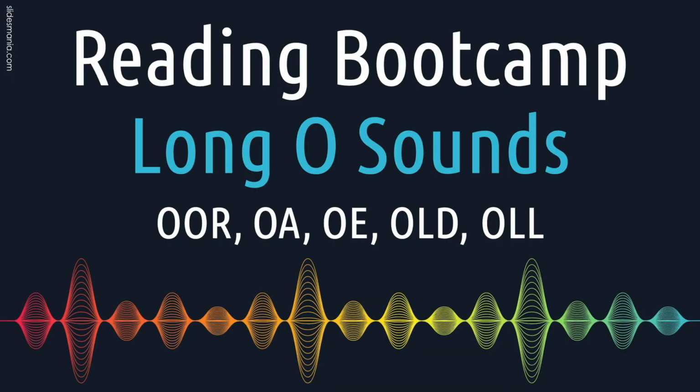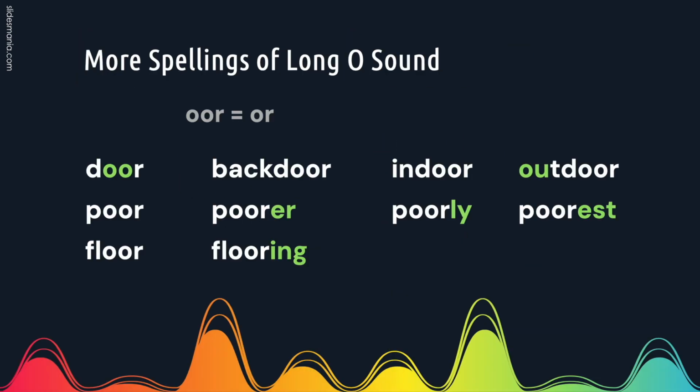We're going to learn about several other ways to spell the long O sound. OOR is the same as OR. They both say or, like in the word door, back door, indoor. OU says ow, outdoor. Pour. Here we're going to add the suffix er, poorer. Here's the suffix ly, poorly, and the suffix est, poorest. Floor, the suffix ing, flooring.